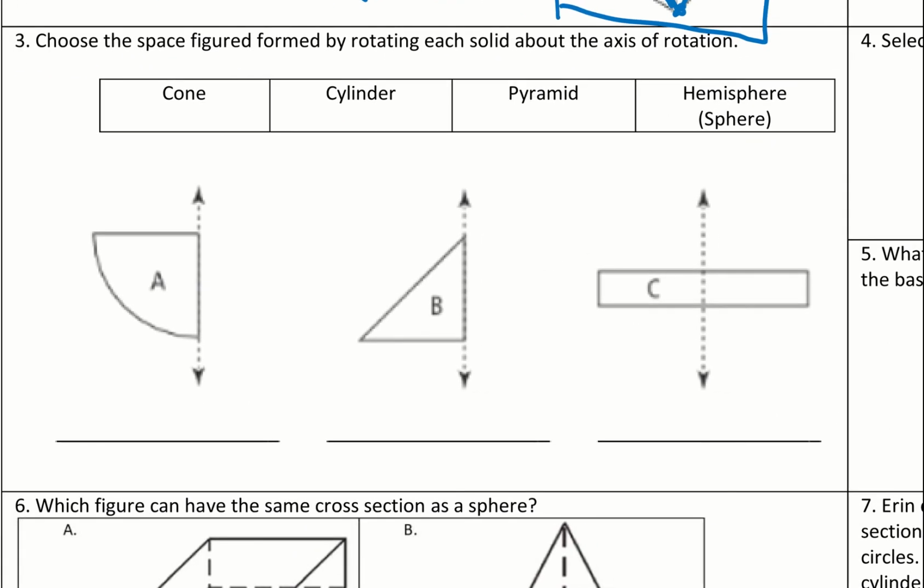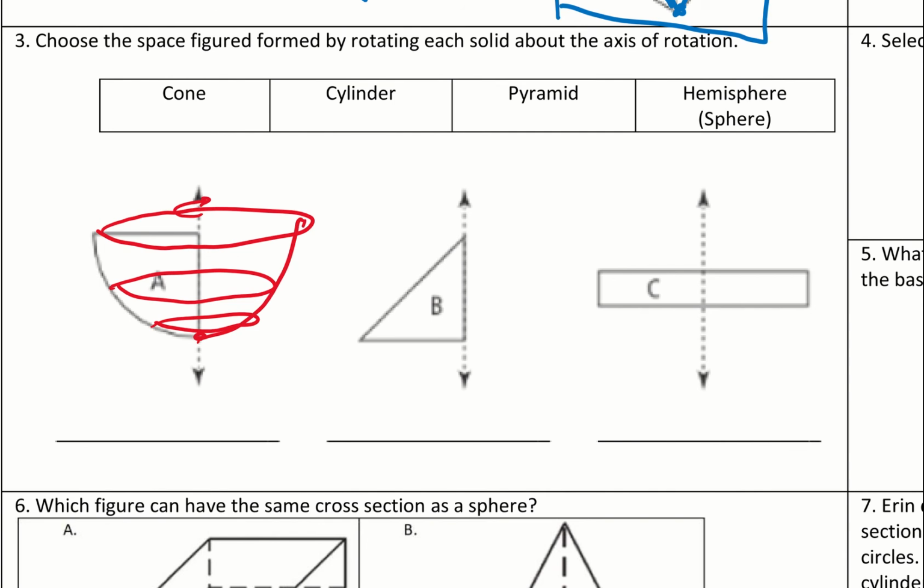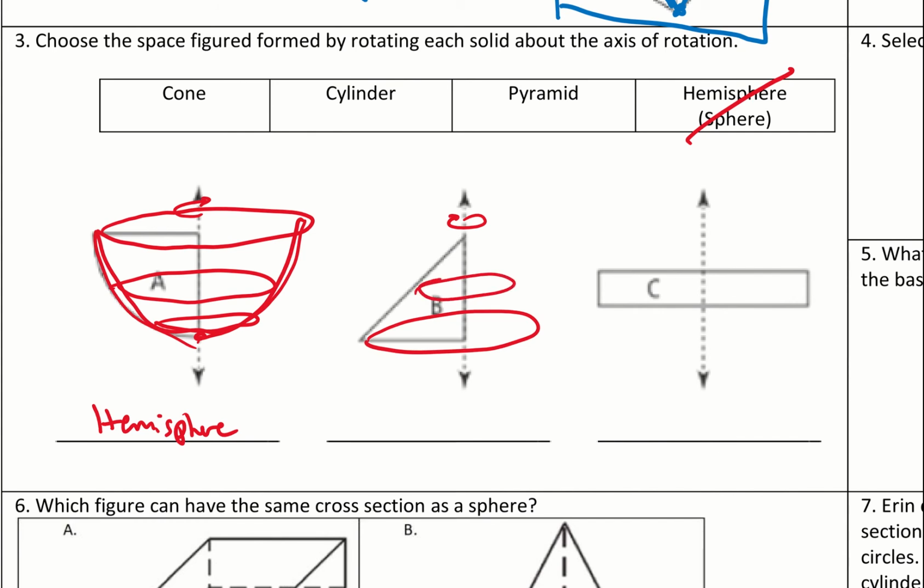All right, number 3, choose the space figure formed by rotating each solid about this axis of rotation. Okay, so if I take this and I rotate it around, then notice if I do that for every single part here, with the same distance across, then it makes a hemisphere. So this right here must be a hemisphere. All right, if I take this shape and I rotate it, notice that it makes a conical shape. So this makes a cone.